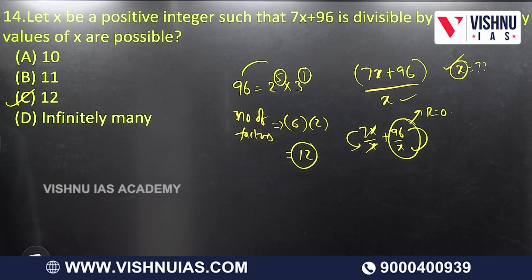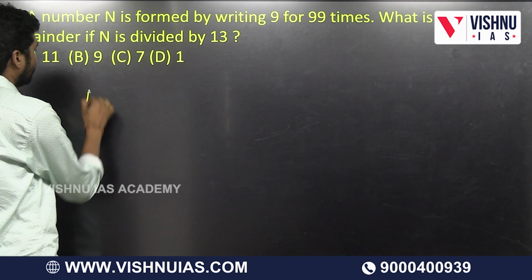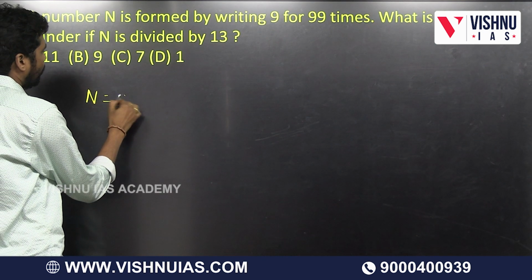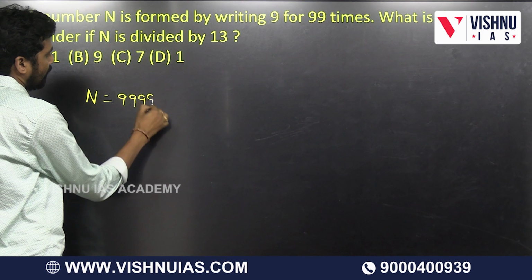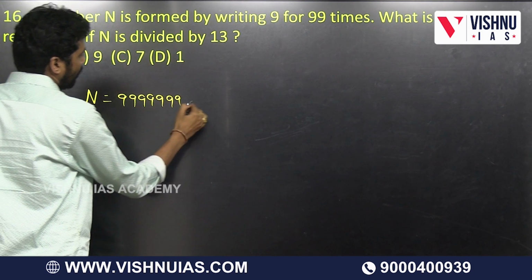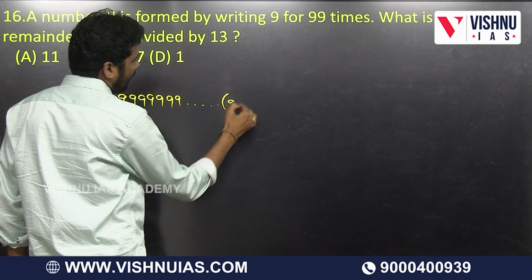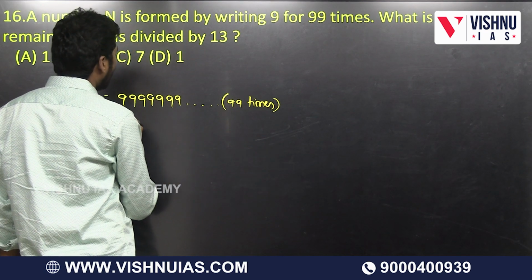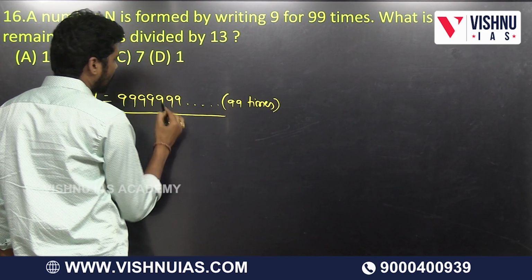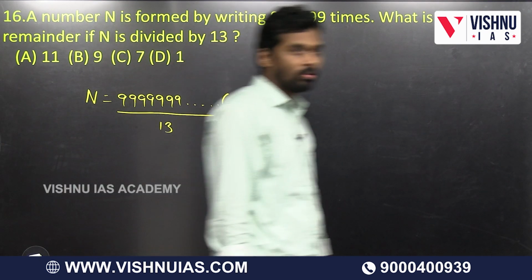See, n is a number which is formed by writing 9 for 99 times. So we are writing the 9 how many times? 99 times. When you divide this complete whole number by 13, what will be the remainder?